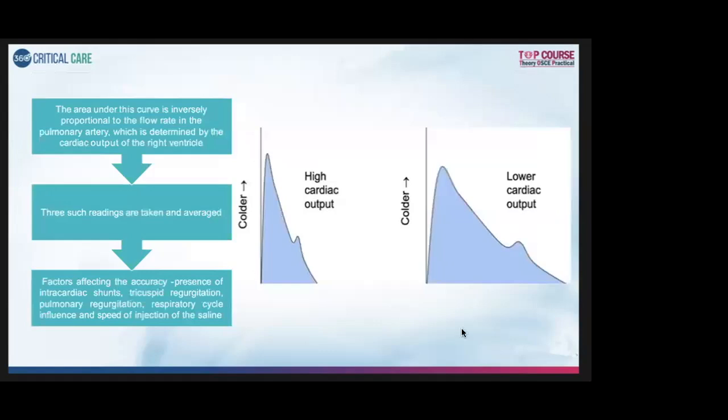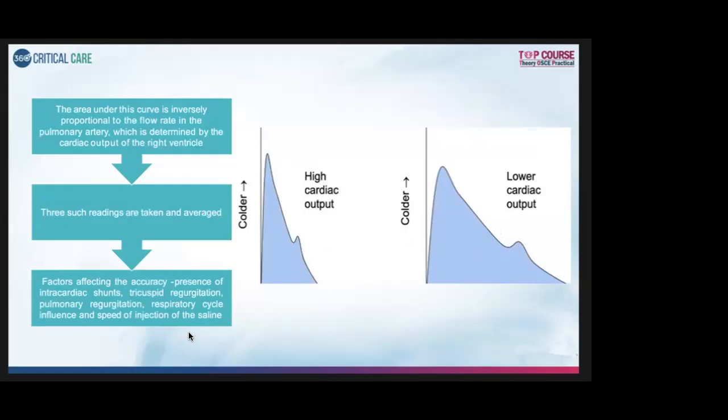And you can see this type of curves will be formed, the thermodilution curves. If you see a narrow curve, that means the cardiac output is good. So the area under the curve is inversely proportional to the cardiac output, meaning it takes less time to travel through the pulmonary vessel. If the area under the curve is more, that means the cardiac output is low, meaning it takes a longer time to travel through the pulmonary vessel. Okay, 3 such readings are taken and then averaged and considered to be the calibrated cardiac output value.